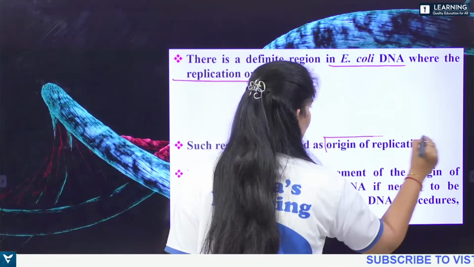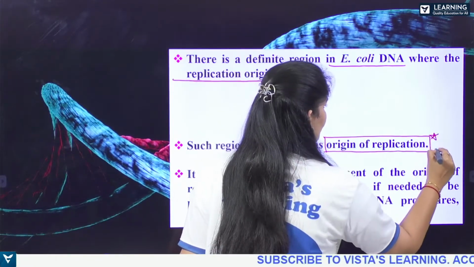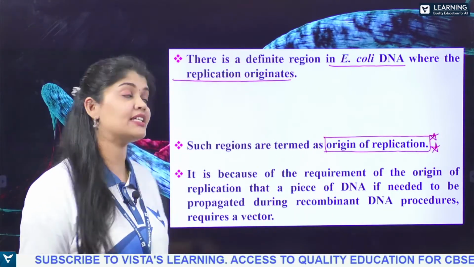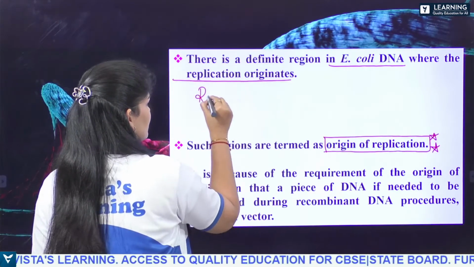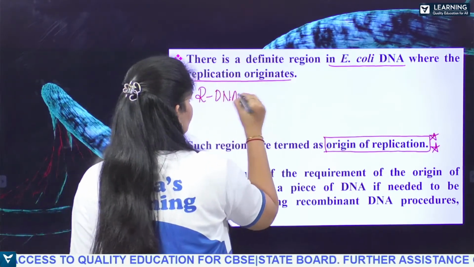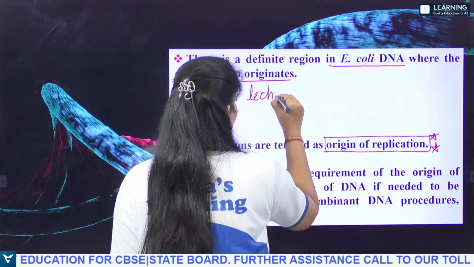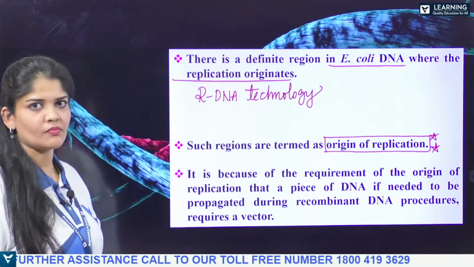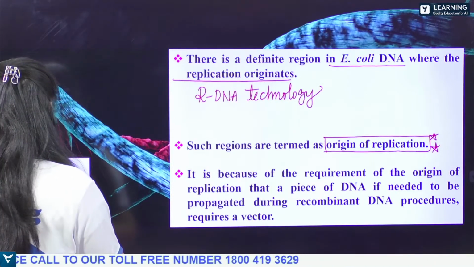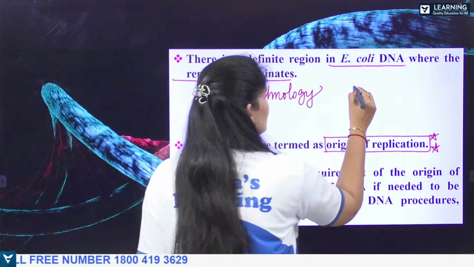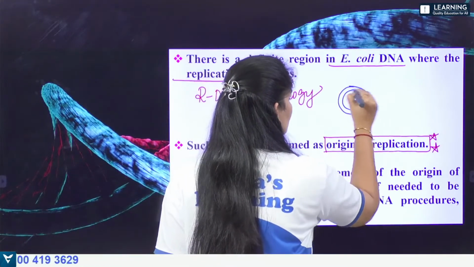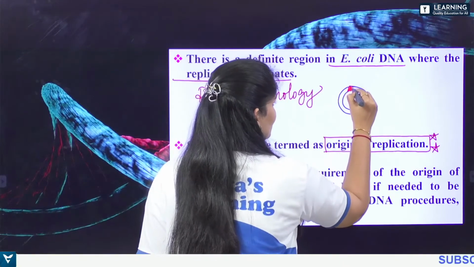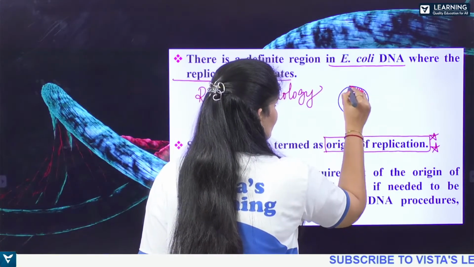Another important point. Because of this reason, Escherichia coli is used as a vector in the case of rDNA technology, which is incorporated with a gene of interest.